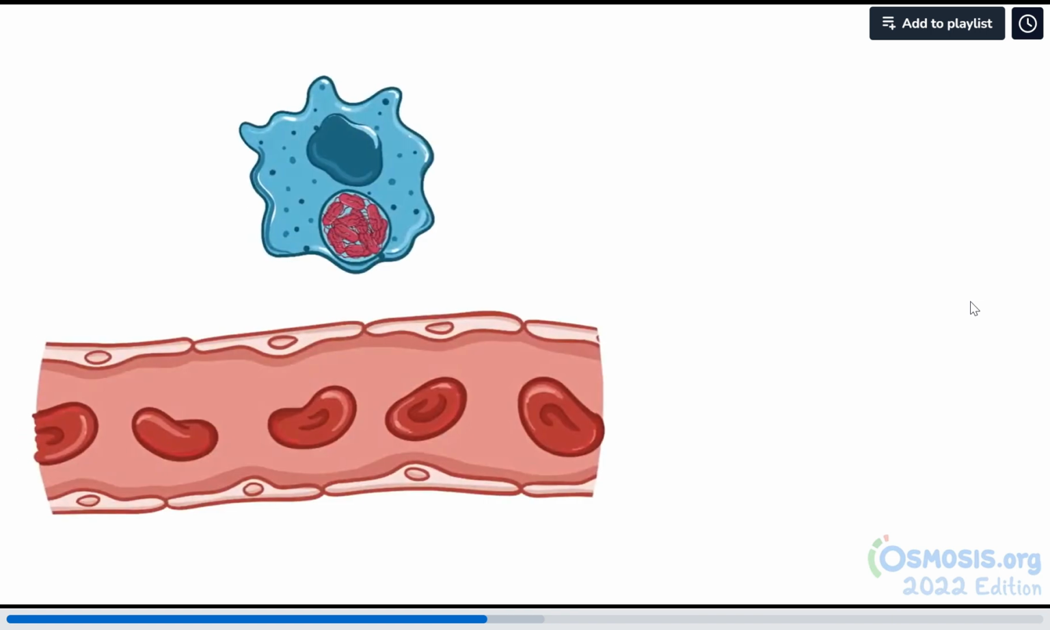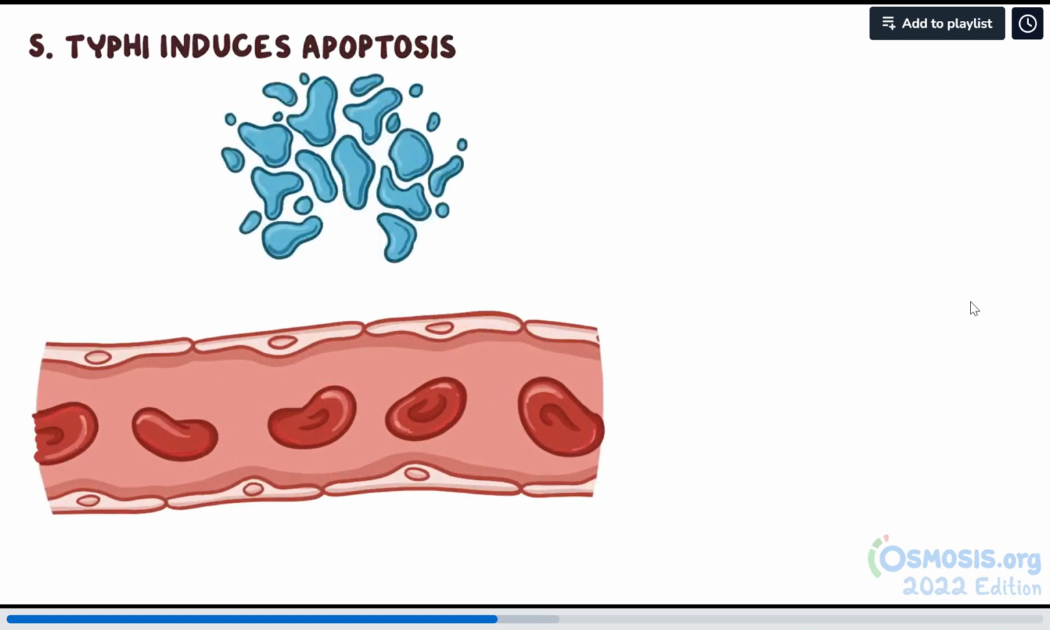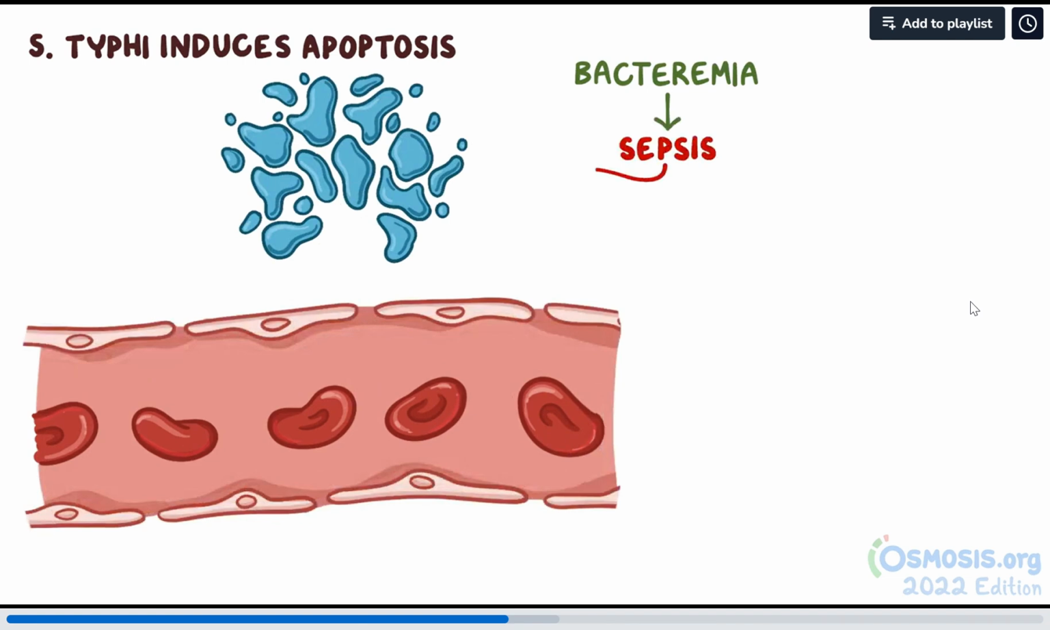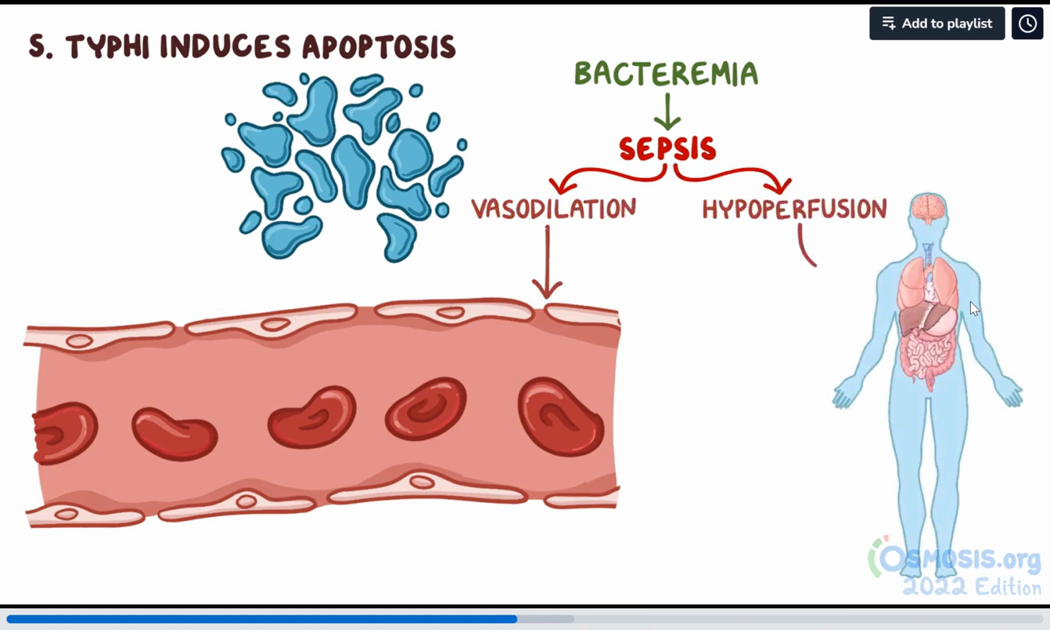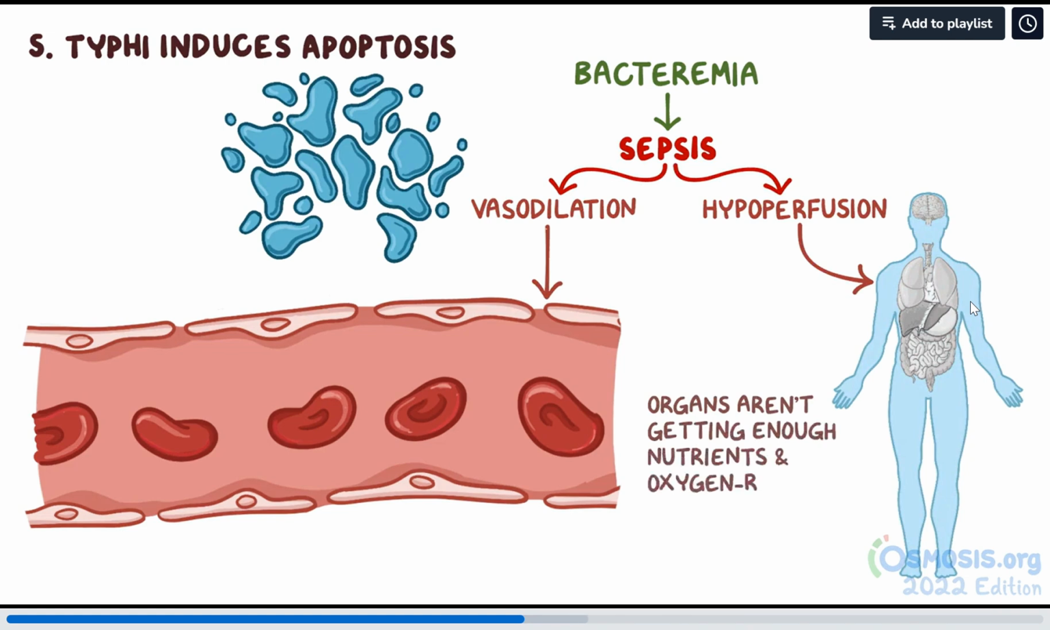At about this point, S. typhi can induce macrophage apoptosis, or cell death, so the bacteria is released into the bloodstream, called bacteremia. Bacteremia can progress to sepsis, an acutely life-threatening condition characterized by systemic vasodilation and hypoperfusion of vital organs, which means the organs aren't getting enough nutrients and oxygen-rich blood.